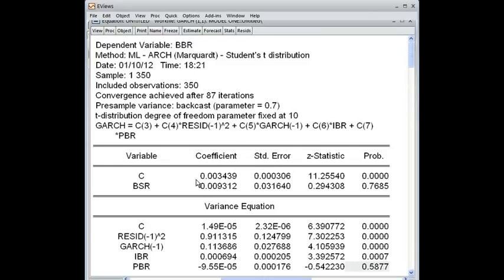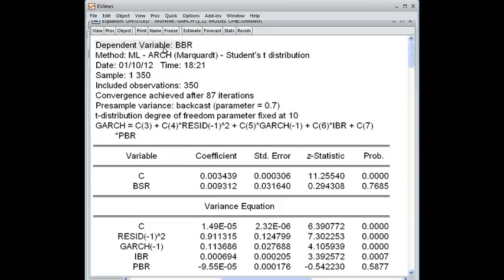So the same result: ARCH and GARCH, which are own shocks, influence the variability of Bangladesh bond return. IBR also shocks the BBR, but PBR cannot influence the volatility of BBR. So we have got exactly the same result.